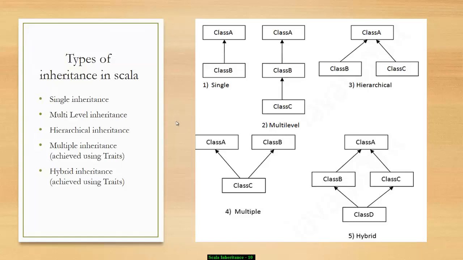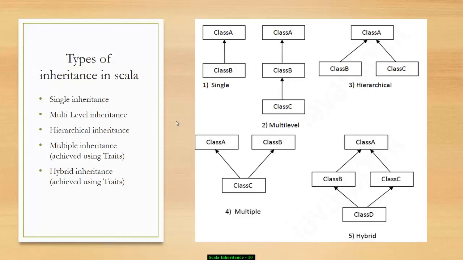The next one is hierarchical inheritance. In hierarchical inheritance, we have one superclass, and then more than two child classes which inherit from the parent class. Then multiple inheritance will have two superclasses, and multiple inheritance can be achieved in Scala using traits.